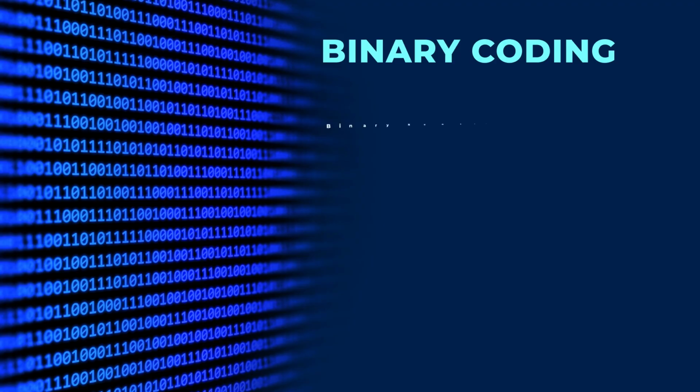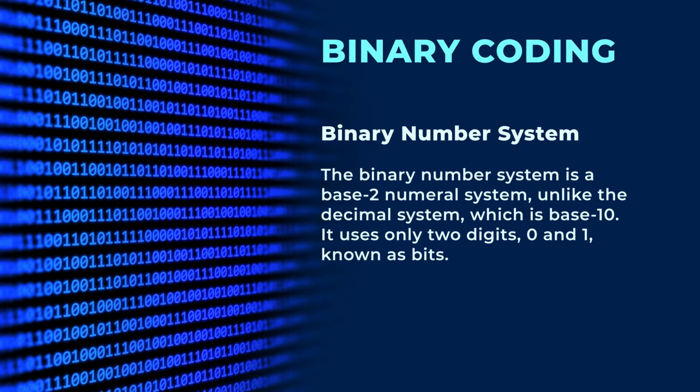Now, we discuss the binary number system. Here is the definition of the binary number system. The binary number system is a base 2 numeral system, unlike the decimal system which is base 10. It uses only 2 digits, 0 and 1, known as bits.